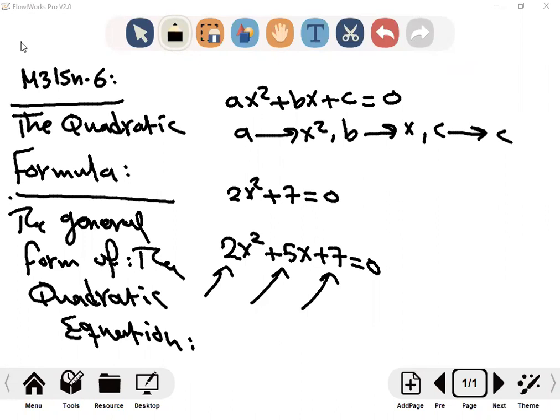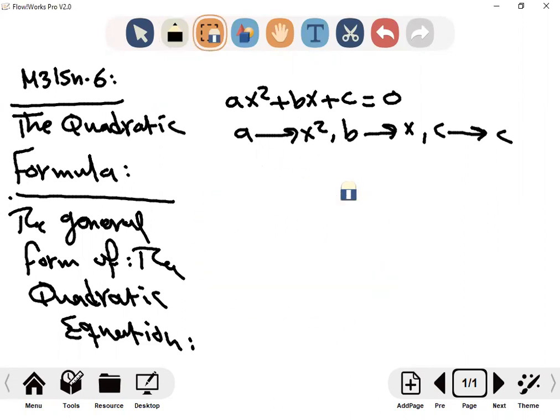Okay, so A can be positive, negative, but not 0. B and C can be anything, including 0. Got it? So after we prepare A, B, C, we can start with our formula.